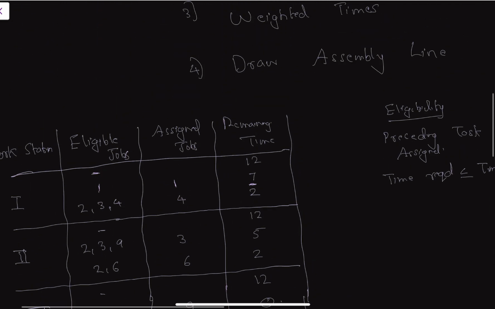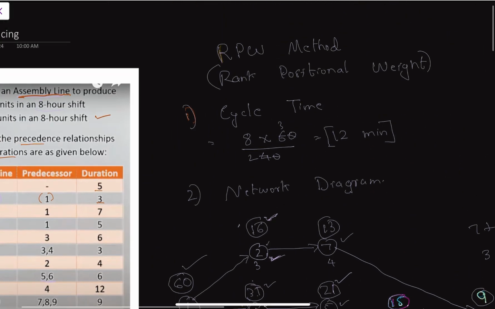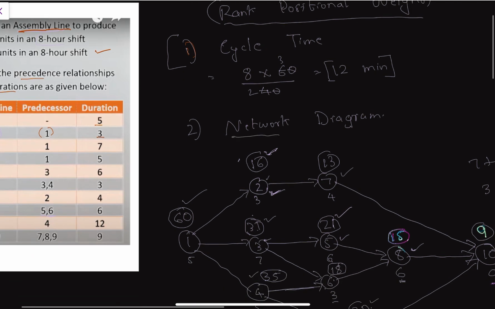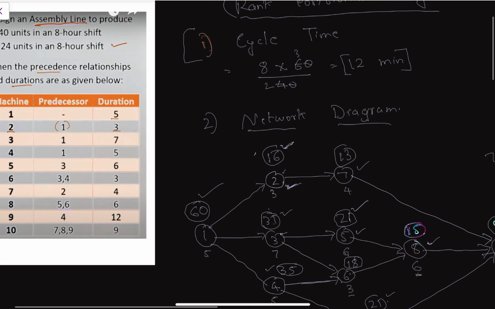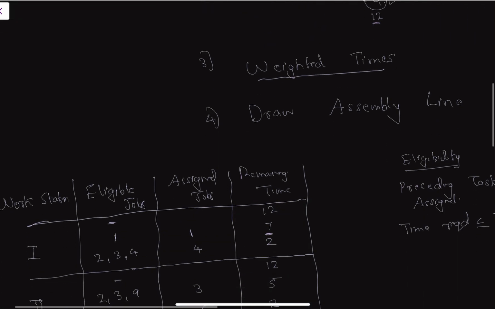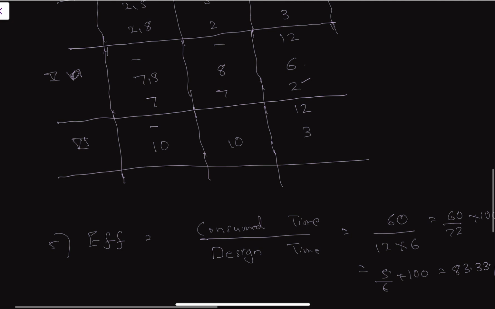So this is how you design an assembly line using the rank positional method. The steps are: you calculate the cycle time, then you draw the network diagram based upon the precedence chart. Then we find the weighted time, and then we draw the assembly line, that means we find out which jobs should be done in which workstation. Then we finally calculate the efficiency. So this is all about the rank positional method.